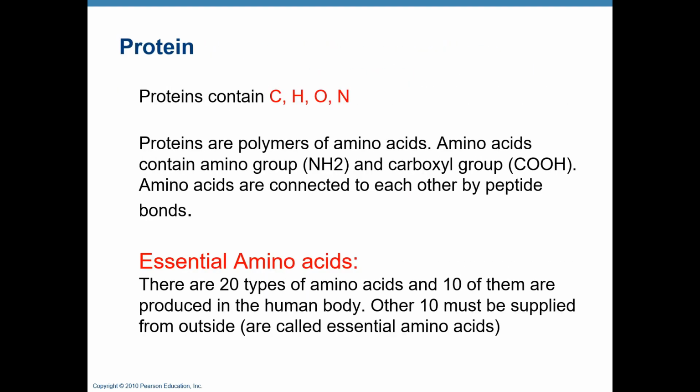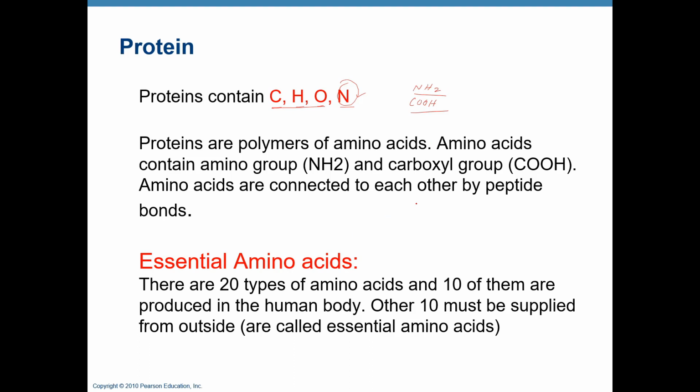Proteins. In a protein molecule, you will find CHO, however, also an N, nitrogen. So in carbohydrates and fats, you have CHO but no N, but in proteins you have nitrogen too. Now, in each protein molecule you have an amino group and a carboxyl group. COOH is carboxyl and NH2 is the amino group.